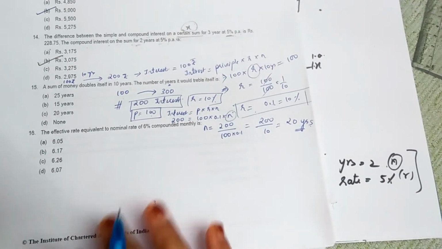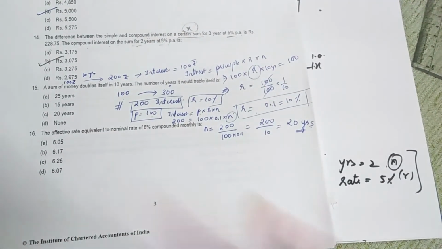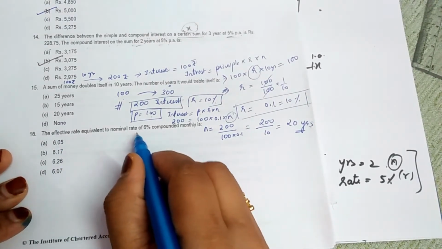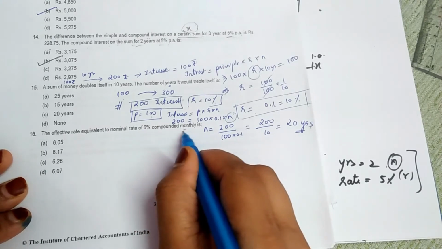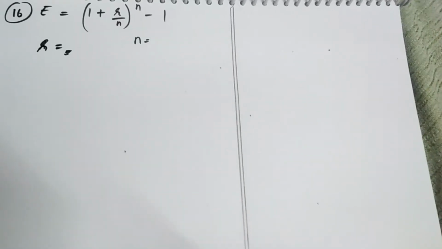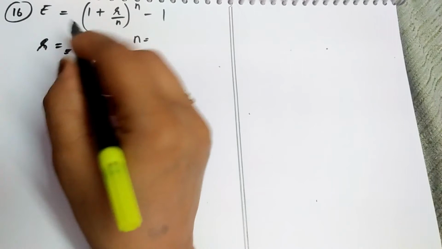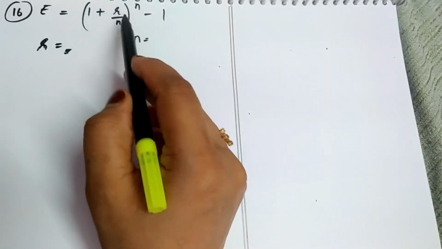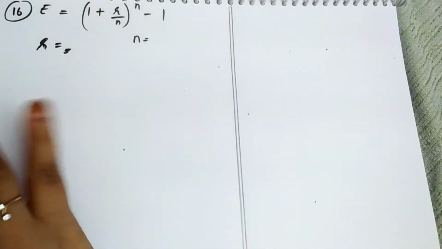Let's move on to the 16th problem. We can do it right here. The effective rate equivalent to the nominal rate of 6% compounded monthly is... We right away know the formula for the effective rate of return: E equals (1 plus R divided by N) whole power N, minus 1. This is the basic formula.